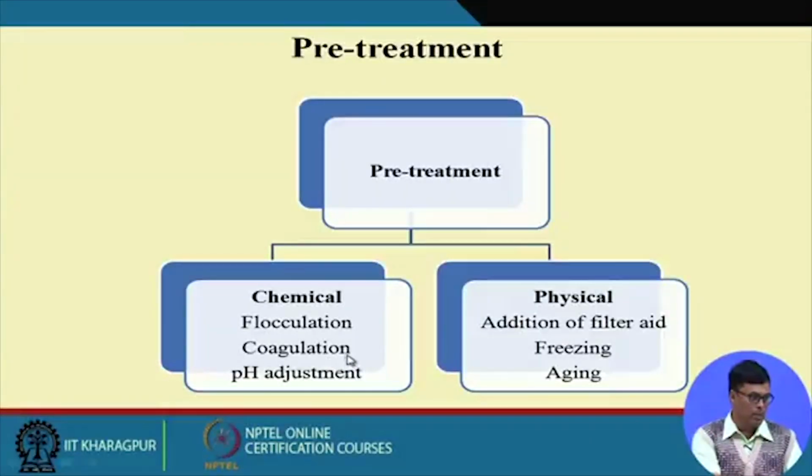Similarly, we have coagulation. I can give the example of alum, which is largely used in the water purification process for the separation of coagulants. Now pH adjustment is another way we can do the pre-treatment. And physically, I already discussed filter aid, then freezing, and then aging. Through aging you allow the material to settle down, so that fine material will settle down and the clear part you can take out.